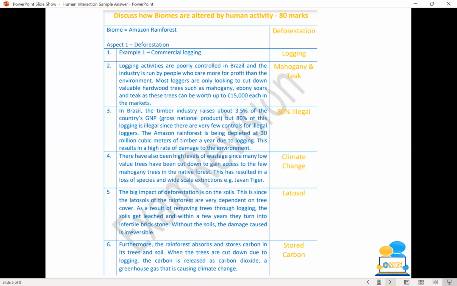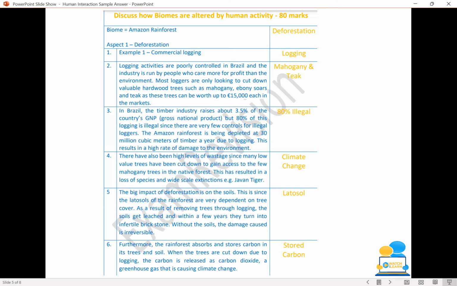80% illegal. So the third point is that in Brazil, the timber industry raises about 3.5% of the country's GNP, or gross national product, but 80% of this logging is illegal, since there are very few controls for illegal loggers. The Amazon rainforest is being depleted at 30 million cubic meters of timber a year due to logging. This results in a high rate of damage to the environment.